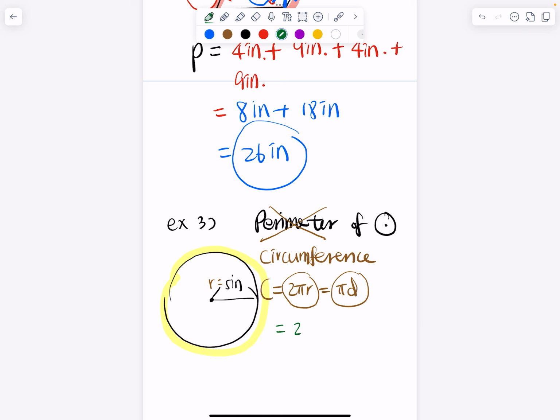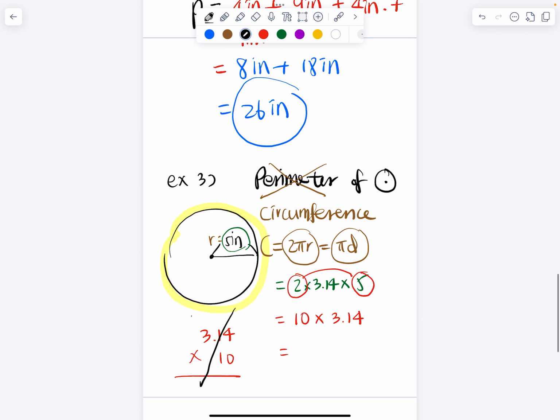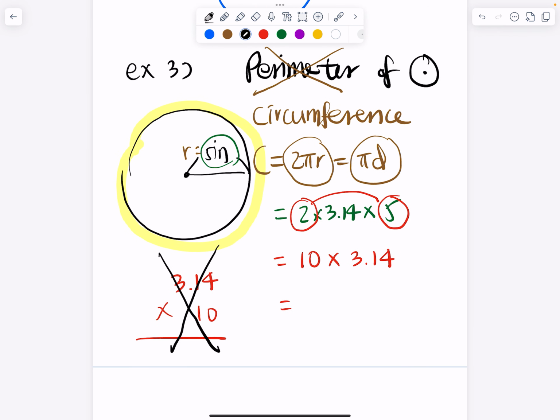Circumference. 2 times 3.14 times, what's the radius? 5 inches. Oh my goodness, we mentioned this several times. It is totally okay to multiply across like that. Okay. So 2 times 5 gives you 10. Multiply that by 3.14. You're not going to do 3.14 by 10 ever again. Ever. Never ever. Please. I feel so offended. If you don't practice what I teach you, what's the point of taking my lessons? So here we go. Times 10.